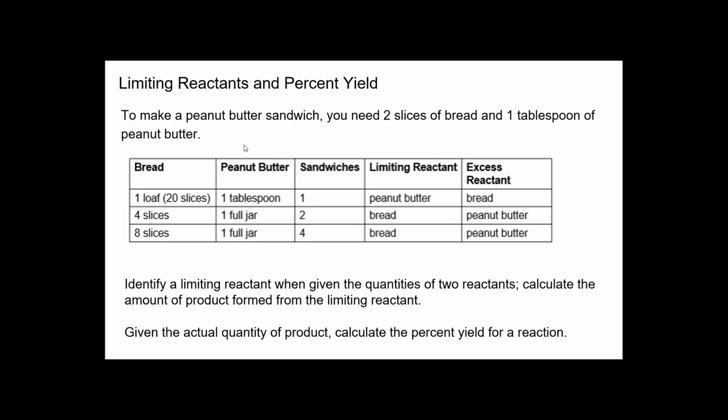So here, if we wanted to make a peanut butter sandwich, you need 2 slices of bread and 1 tablespoon of peanut butter. And if you look here, some examples. 1 loaf has 20 slices, but you only have 1 tablespoon of peanut butter. You can only make 1 sandwich. So this means that the limiting reactant is the peanut butter, because that's it. You now have just a bunch of slices of bread, but no peanut butter. So the bread is the excess.